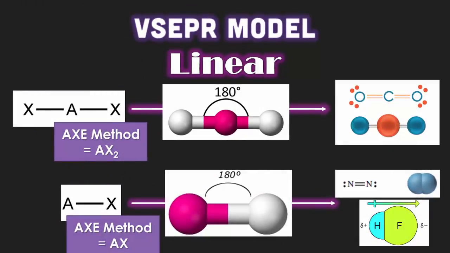So of our first type of VSEPR model, we're going to talk about linear. Linear means that the model itself is 180 degrees, which means it is a perfectly straight or linear line. Our first of the AXE method is an AX2, which means you have 1 center atom with 2 terminal atoms. Your center atom, however, contains no lone pairs. Or it could be AX. That means you have 1 center atom and 1 terminal atom, and because it's just the 2, you're always going to have a straight 180 degree linear model.